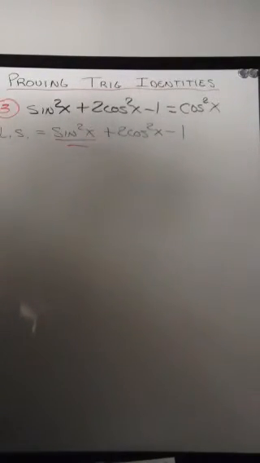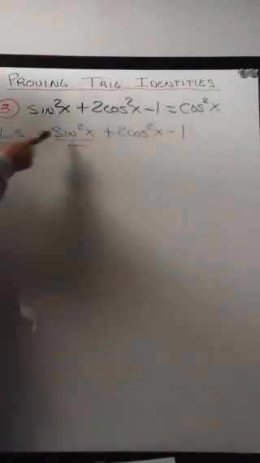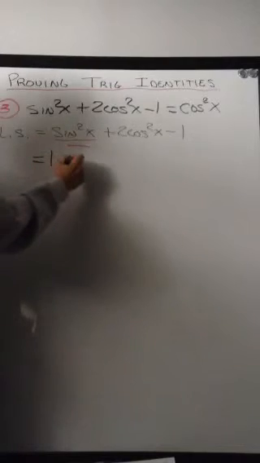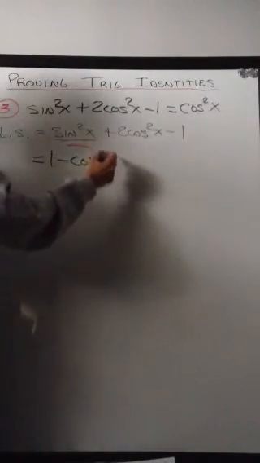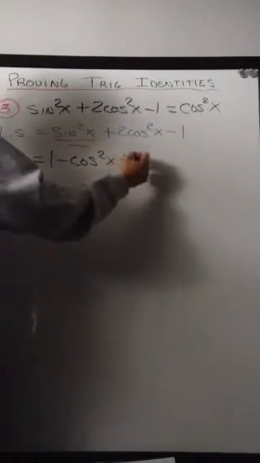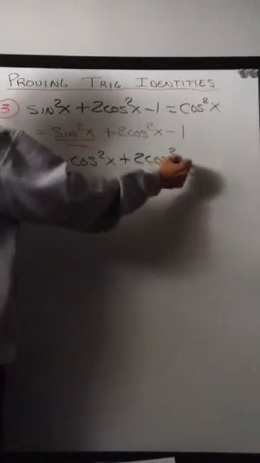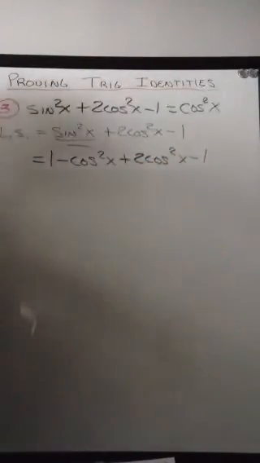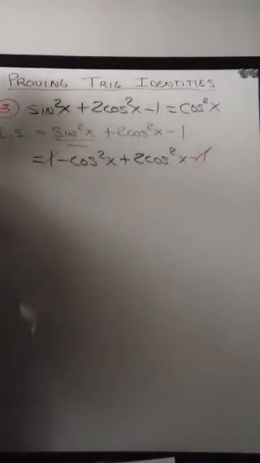So again, if you go back to the Pythagorean identity, we saw that there's another name for sine squared x, and it's 1 minus cos squared x. Then write this down, what's left, the plus 2 cos squared x, and the minus 1. All right, now notice on the two ends, I have a positive 1, and I have a negative 1. They wipe each other out.